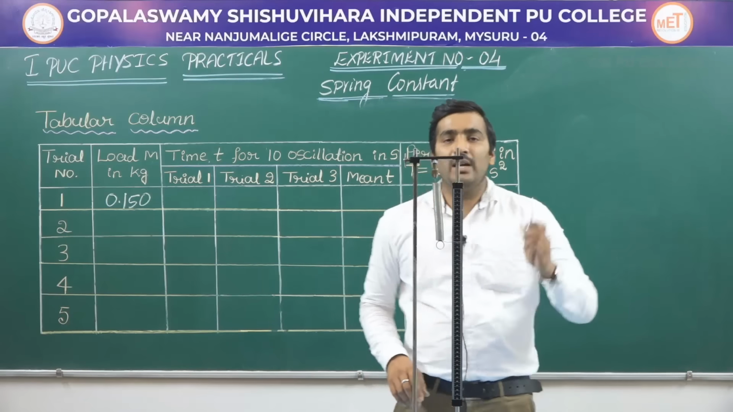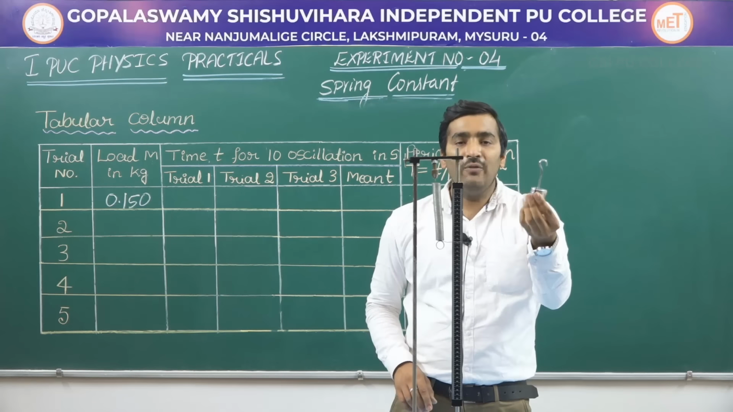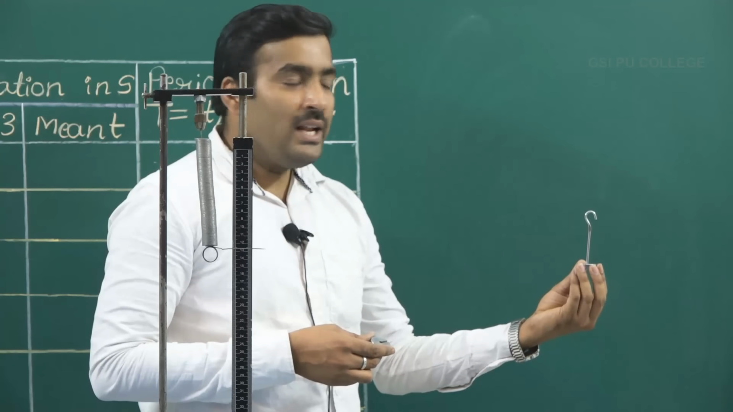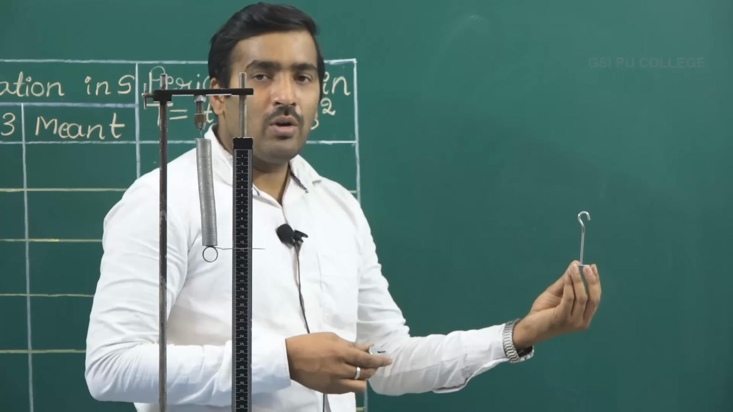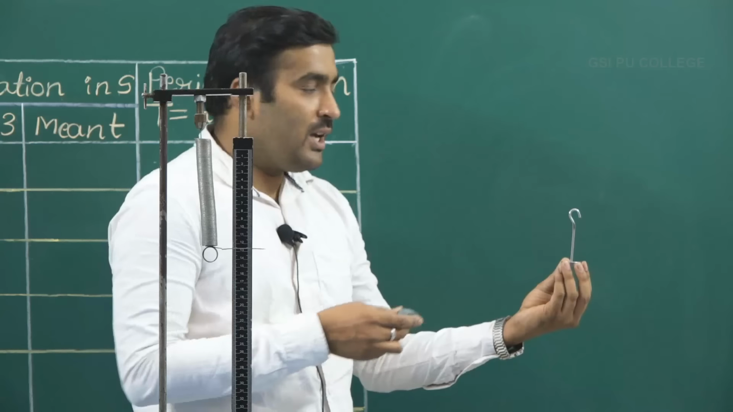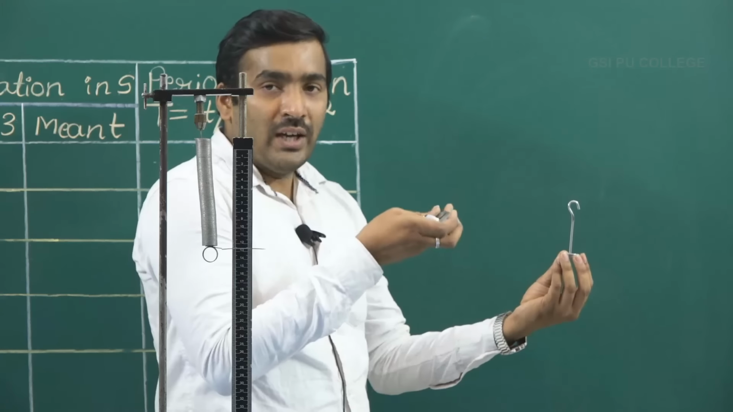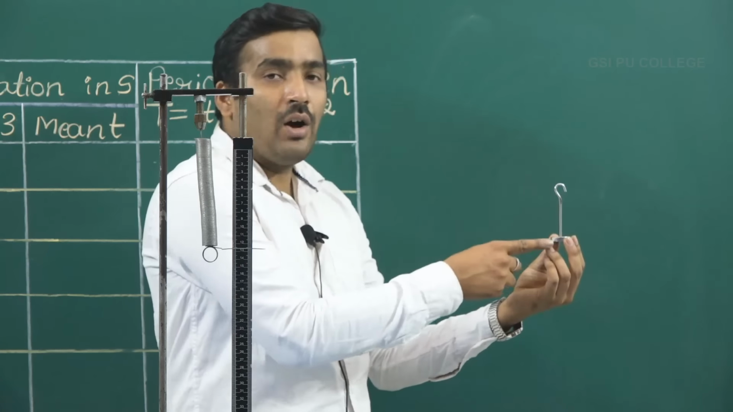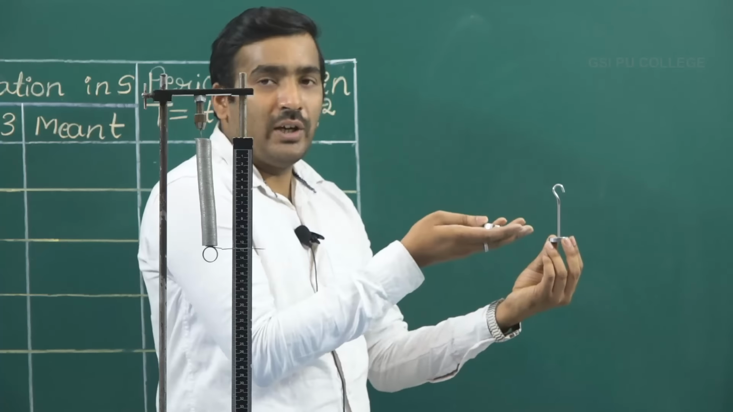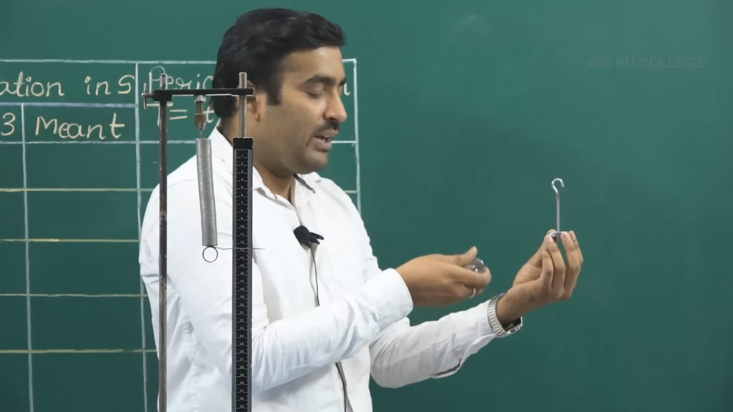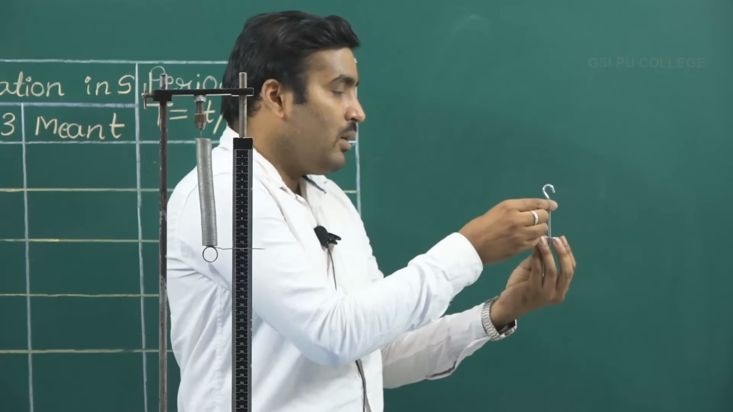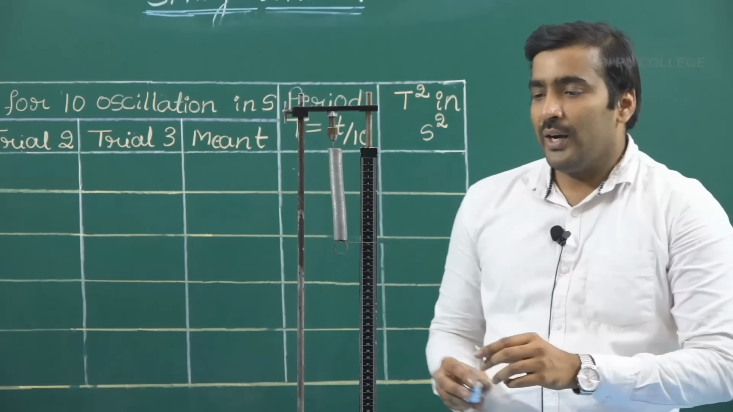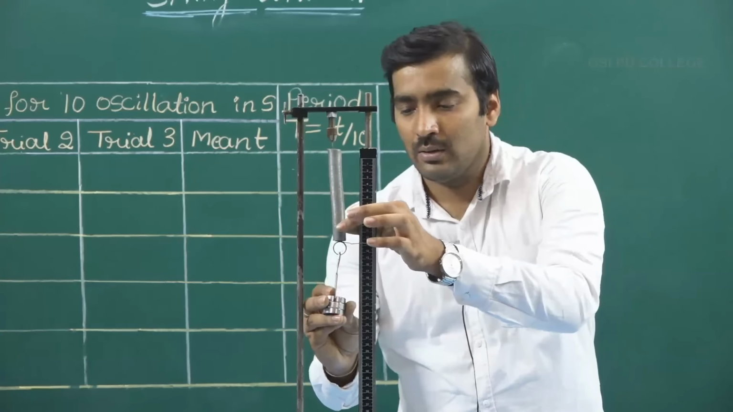Now initially let me attach a load of 150 gram. How do you attach the 150 gram load? For the first trial, let us attach 150 gram load, which is equal to 0.150 kg. So I am adding 2 slotted weights of 50 gram each to a weight hanger. We know that a weight hanger already weighs 50 gram, and 2 slotted weights, so 100 plus 50, 150 grams. Let me add this. Now let us attach this to the spring.